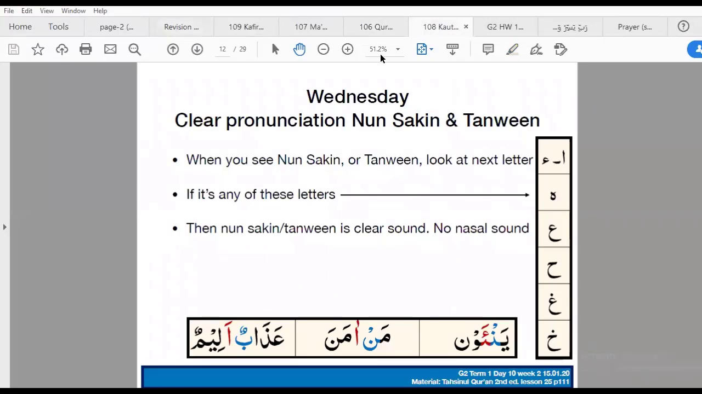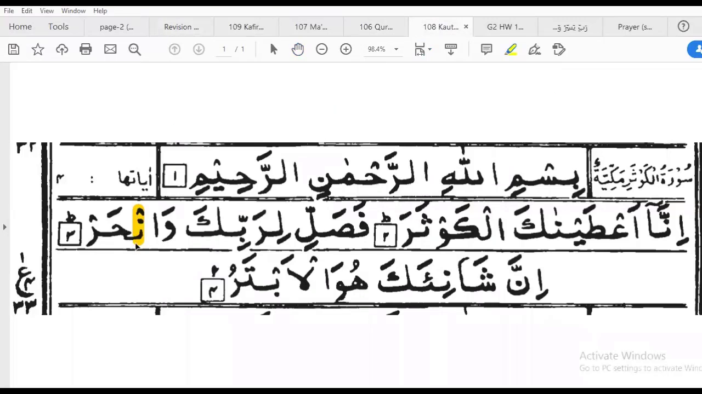And so that means that when we join the waw to the noon, we produce no nasal sound on the noon sakin. So this would simply be one harakah. Okay, so you are producing no nasal sound when you are saying this noon sakin.